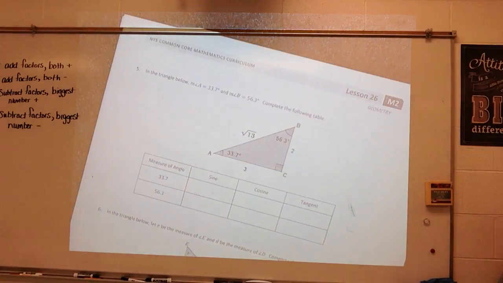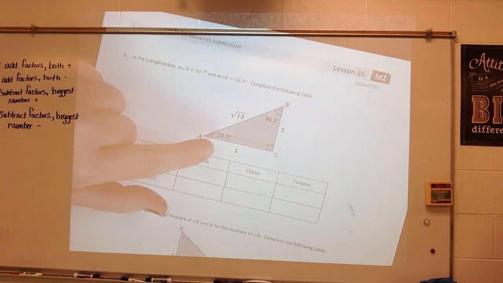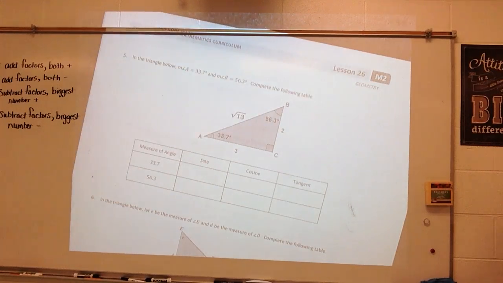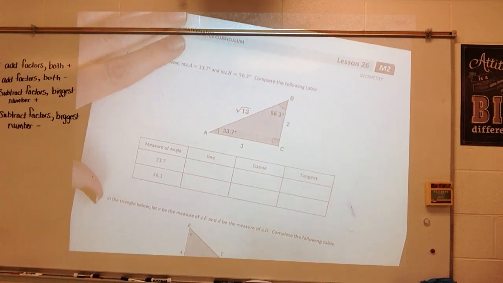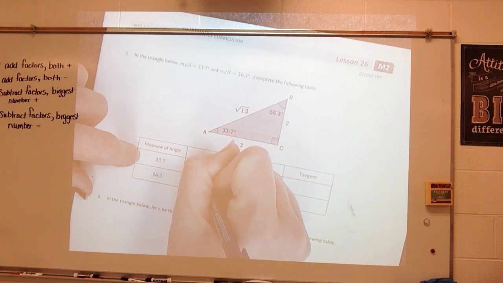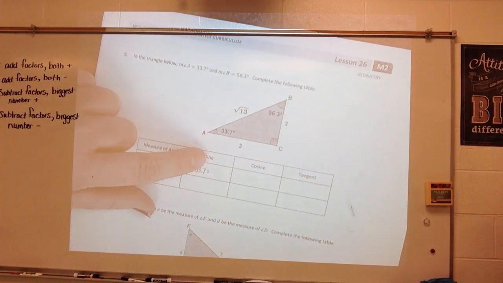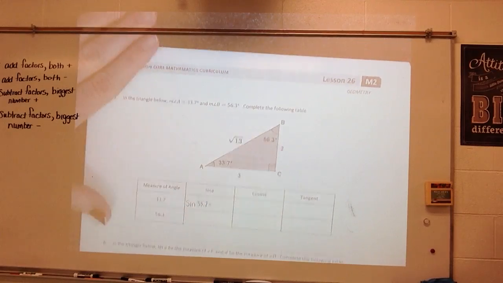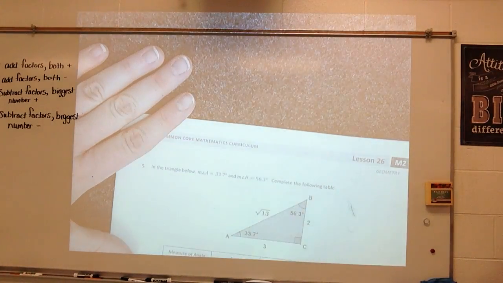In the triangle below, the measure of angle A is 33.7. The measure of angle B is 56.3. Complete the following table. They want us to find the sine, cosine, and tangent of these. All right. So we're looking at the sine of 33.7. Now, they did not put this here for us. All right, so I want to introduce you to something.